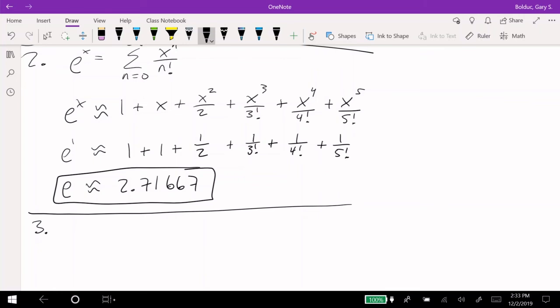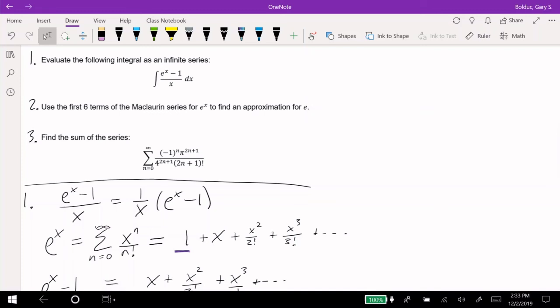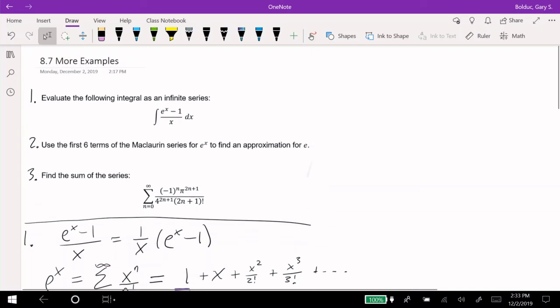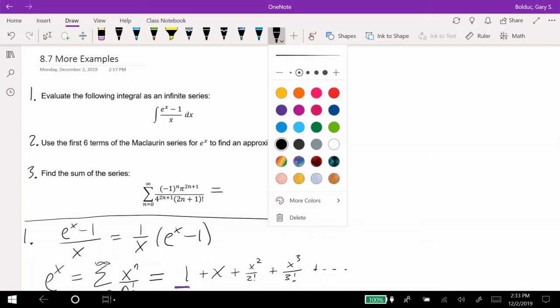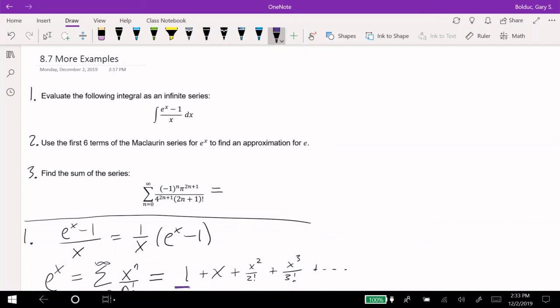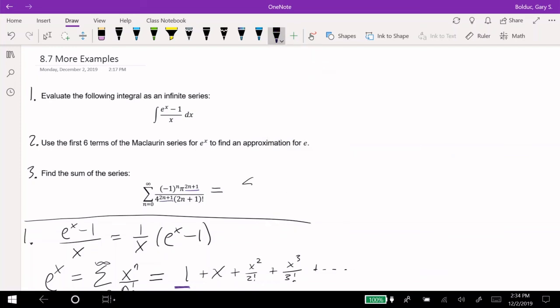So let's go to number 3. Number 3 says, find the sum of the series (-1)^n pi^(2n+1) all over 4^(2n+1) times (2n+1) factorial. So this might look crazy, but we have a bunch of series in our pockets we need to think about. So before we can go any further here, let's rewrite this a little bit. The first thing we should notice is that I've got this power here and this power here, and they're the same. So a good step 1 would be to put everything together that's similar.